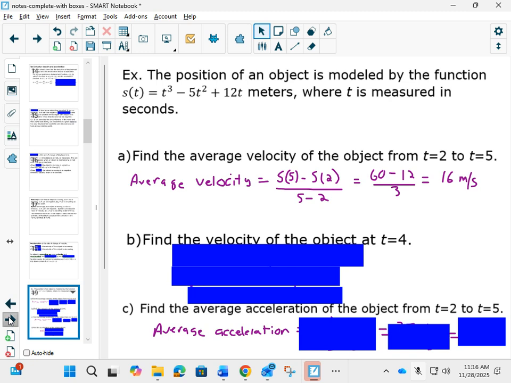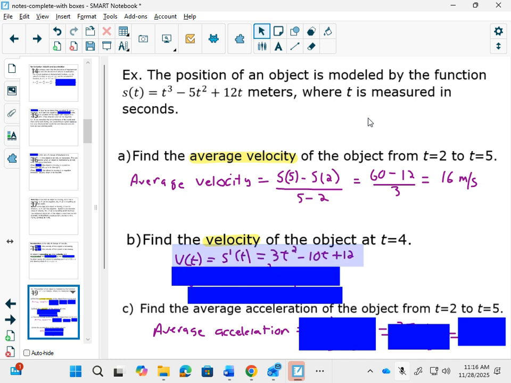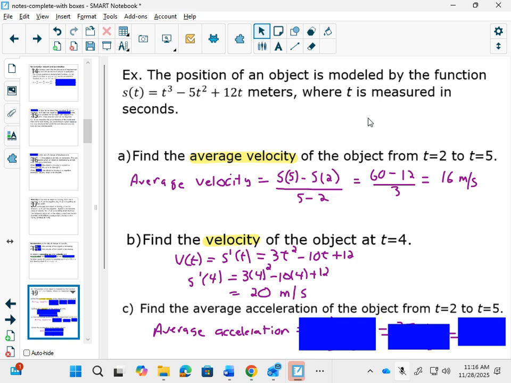So again, really paying attention to words here. Here we have average velocity. The next question says find the velocity. So this, I would have to do my derivative to find my equation and then plug in 4. That's the instantaneous velocity at that moment. That would be you looking at your speedometer and seeing exactly what I'm doing at that second.